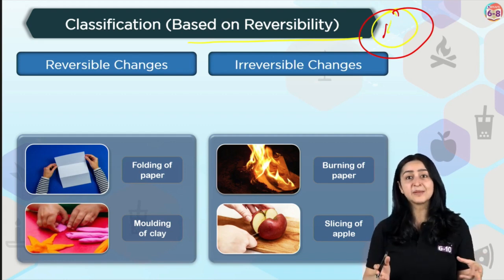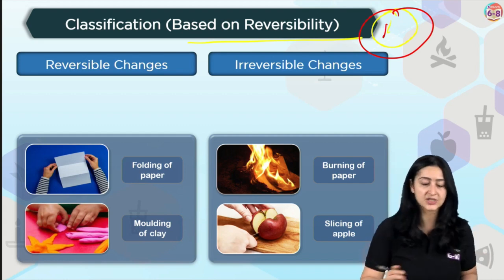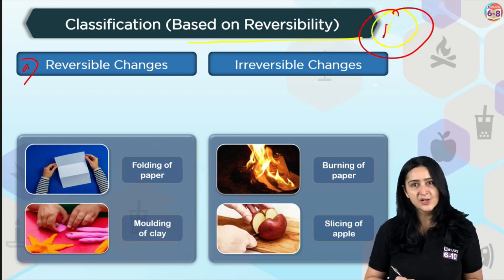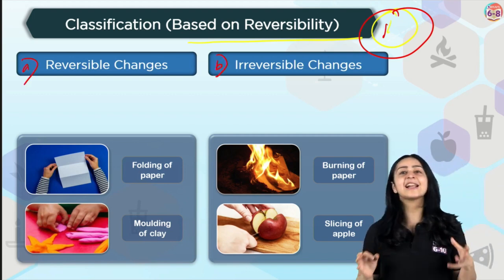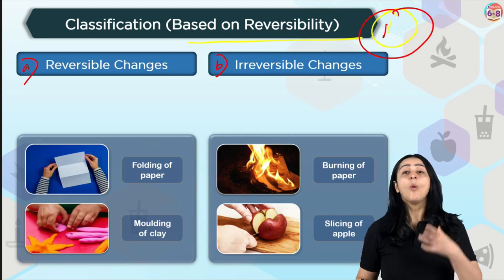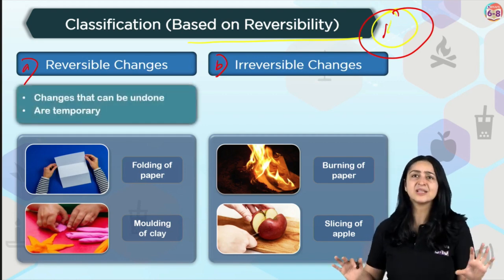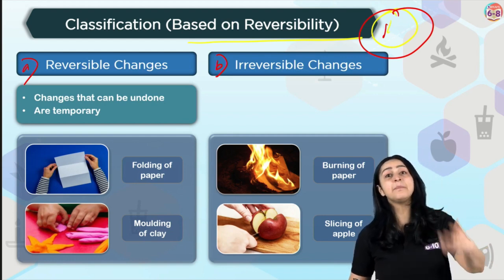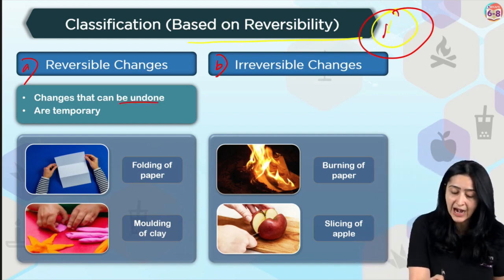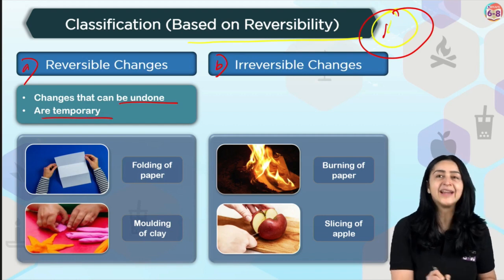So based on reversibility, we have two kinds of changes. One is reversible change and second is irreversible change. Right? Now, what is the meaning of the word reversible change? Very simply, a reversible change is a change that can be reversed, can be undone. Which means it's quite temporary.